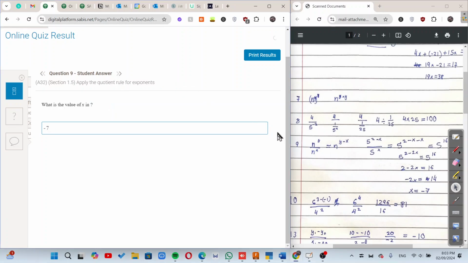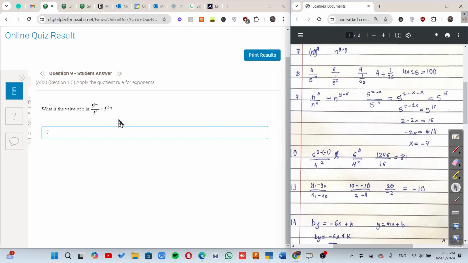Now moving on to question 9. So for question 9, they told you what's the value of x in this. So you know that when you have the same base and you have a fraction, the law says that n to the power of y over n to the power of x equals n to the power of y minus x. So you have 5 to the power of 2 minus x over 5 to the power of x, which is the same as writing 5 to the power of 2 minus x equals 5 over 16, as we can see here.